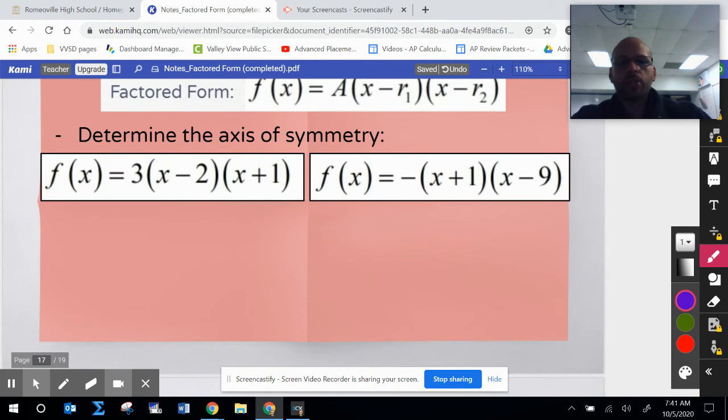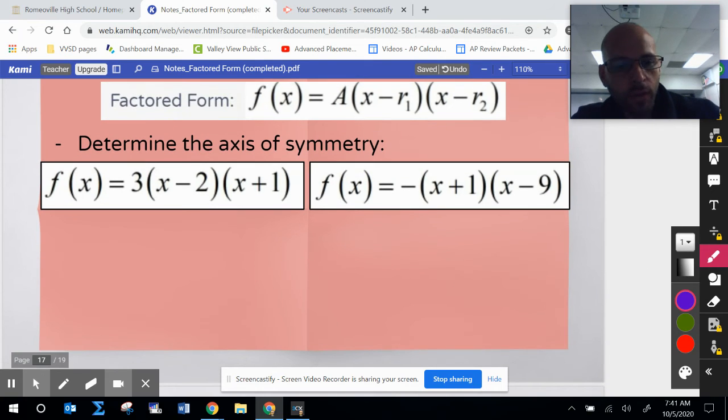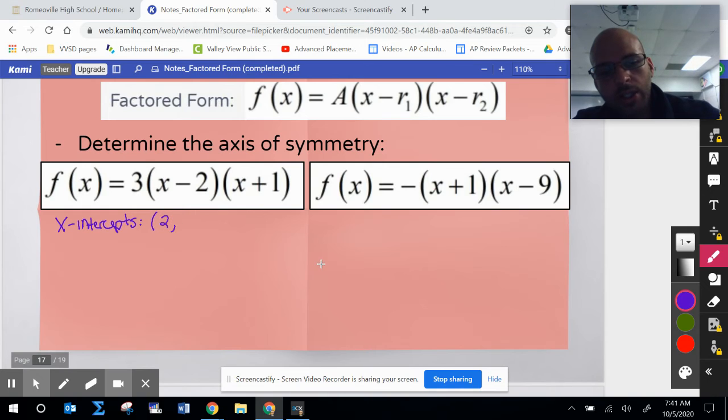The axis of symmetry is always right in the middle. Okay? So what we need to do when we find the axis of symmetry of something that's in factored form is I need to first find my x-intercepts. Okay? Which we did on the last slide. My x-intercepts are going to be at 2, 0 and at negative 1, 0. So we're always going to find the x-intercepts first.